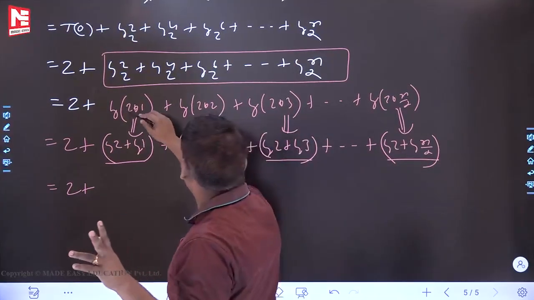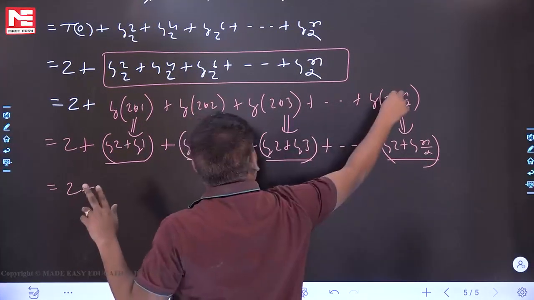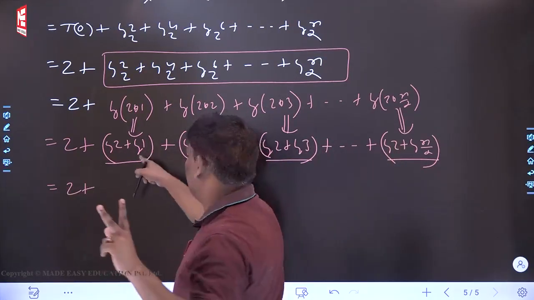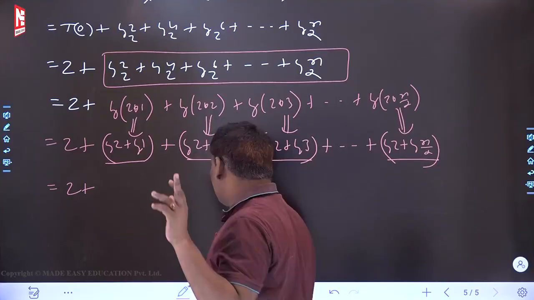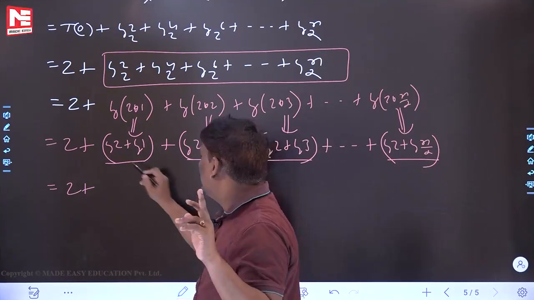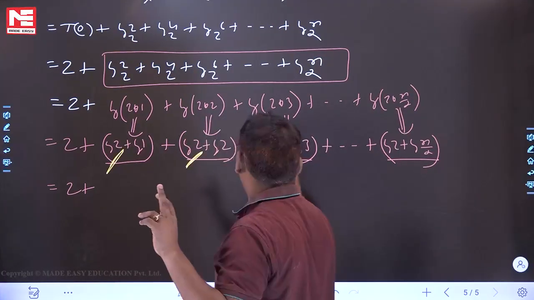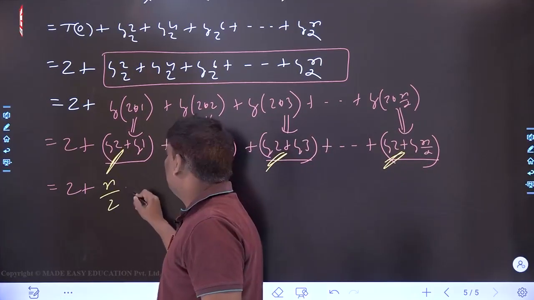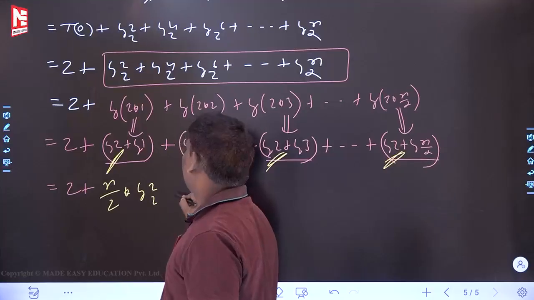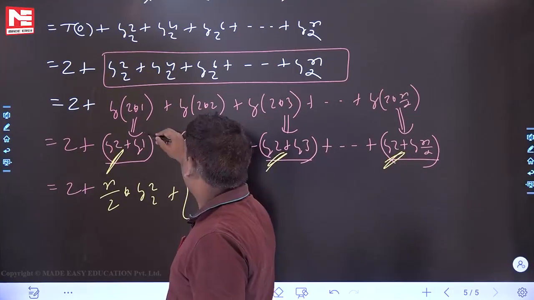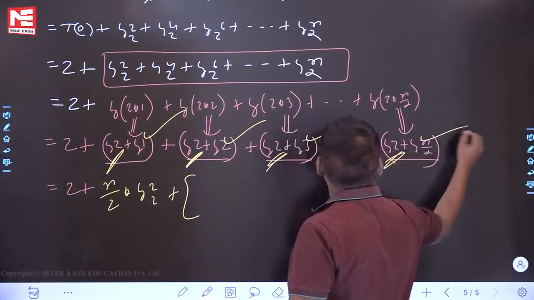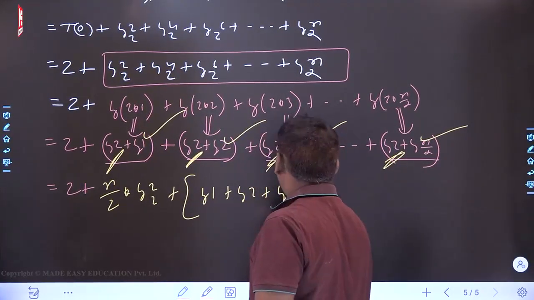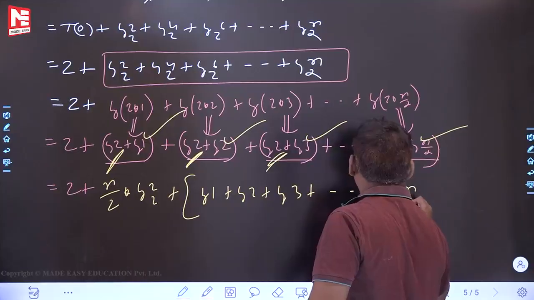Now can you help me? How many terms are there? N by 2 terms are there, and every term gives 2. I think the total may be n terms in this. But one thing is true: in all these terms, if you observe clearly, what is the answer? Log 2 is common. How many times? N by 2 times. Let me write now: log 2 base 2, n by 2 times. Remaining all, if you observe, what is the remaining? Let me write here: log 1, log 2, log 3 and so on, log n by 2.